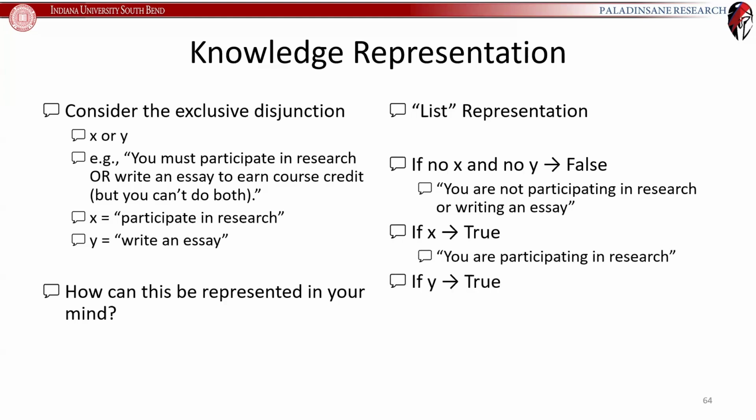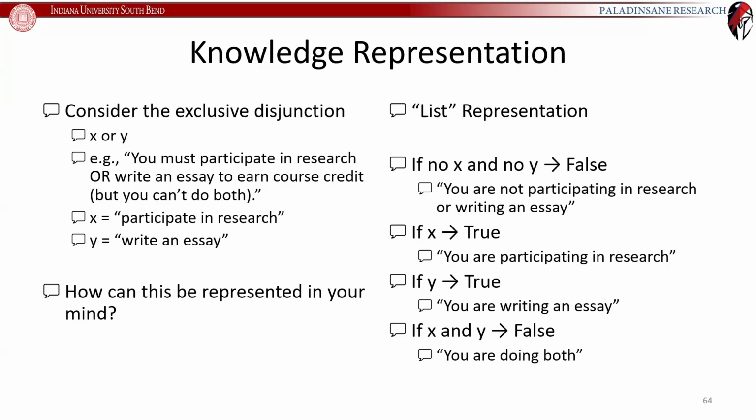If you do Y, but you don't do X, that's also true. You are writing an essay. However, if you do X and you do Y, it's false. So you're doing both, and that's explicitly not allowed. You can't do both. So it could be that the way that we solve these types of problems is we just have that list. If no X and no Y, then it's false. If Y alone, then it's true. If X and Y, then it's false. And that's the way that we solve these problems.